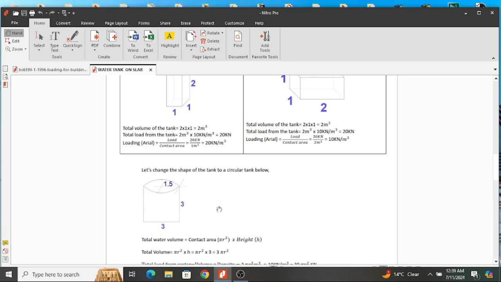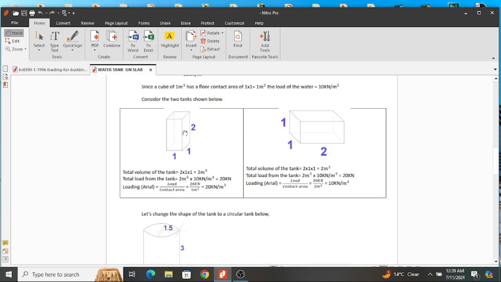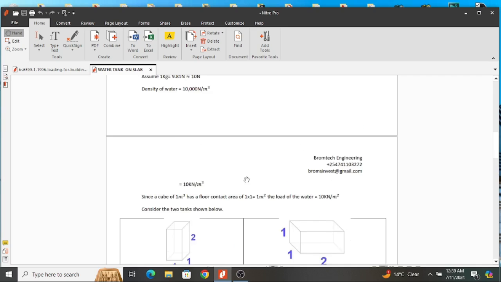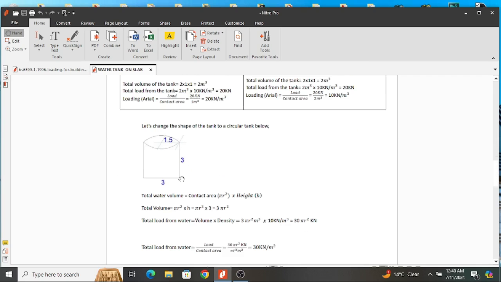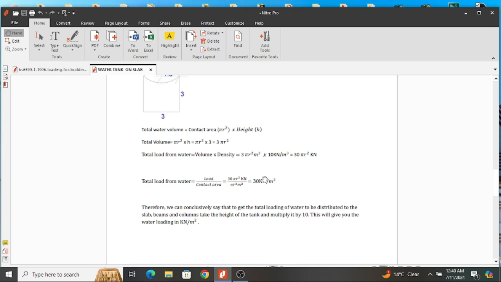Remember, when I look at this, the height of this tank was 2. The loading per square meter was 20 kilonewtons per square meter. We corrected this. The height of this was 1. The loading is 10 kilonewtons per square meter. The height of this was 1. The loading was 10. And this has a height of 3. The loading was 30. So what do you determine from that?